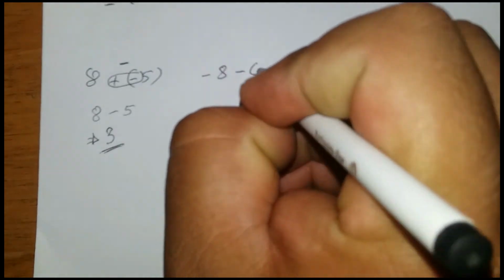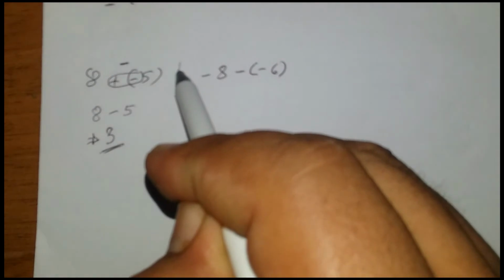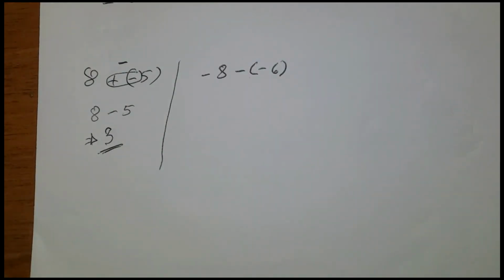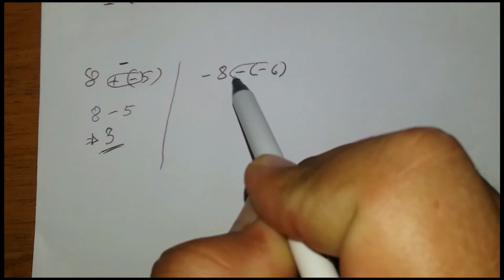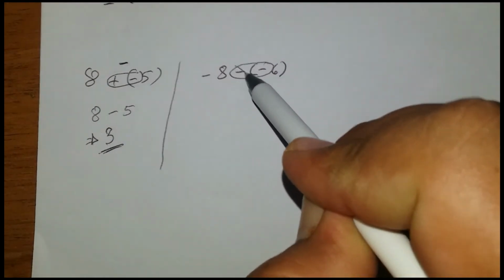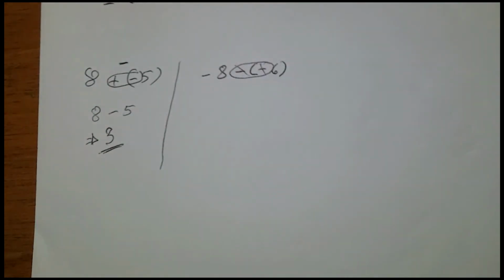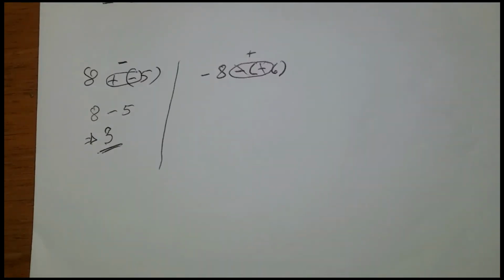-8 minus -6. Check again. Do we have double signs? Yes. You can see that 6 has 2 negatives in front of it. So I circle that out. Do they cancel out? Yes, they cancel out. The negative and negative cancel out. If they cancel out, then you know that our sign is going to be positive.